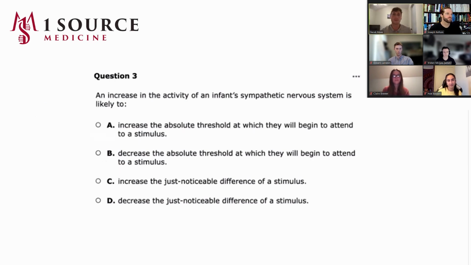This is a pretty typical example from the psych-soc section, and one of these MCAT questions is where we see sort of two questions in one. I'll show you how it goes here. First of all, an increase in the activity of an infant's sympathetic nervous system is likely to, and that's where we see the first breakdown. We're seeing whether the sympathetic nervous system affects the absolute threshold, like in answers A and B, or whether it affects the just noticeable difference, like in answers C and D. So that's the first thing we have to answer.